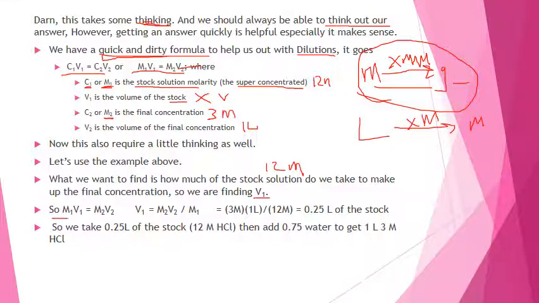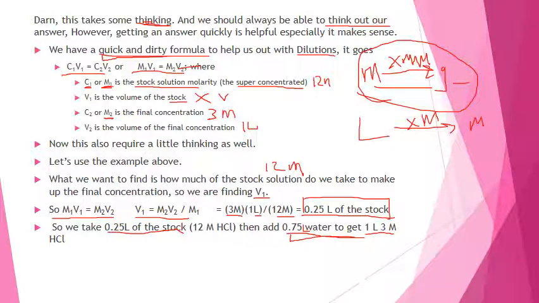So I'm going to use this equation, solve for V1, and we get that. Plug in 3 molar, 1 liter, 12 molar, and it says I'm going to take 0.25 liters of stock. What this means is I'm going to take 0.25 liters of my stock, and then add 0.75 liters of water to it to get a final volume of 1 liter of 3 molar HCl.